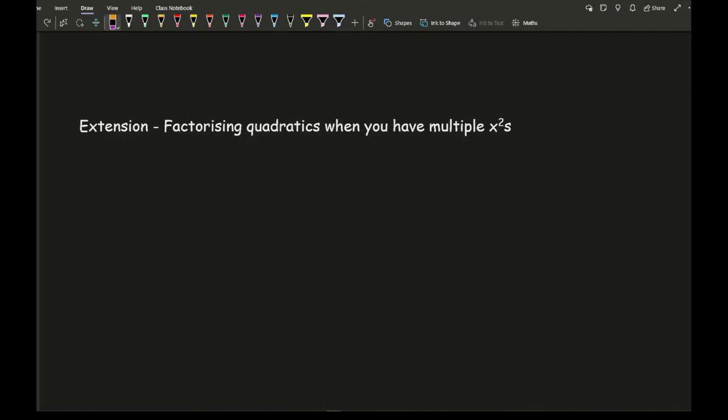In terms of extension, the next step would be to investigate things like completing the square and other techniques of factorising, but also factorising quadratics where you've got multiple x squared. An example of that would be when you're asked to factorise expressions that have got 2x squared plus, let's say, 10x plus 8. In this case, the coefficient means you need to use a completely different technique to factorise these questions, which again I will include a link at the end of this video for you to click on.